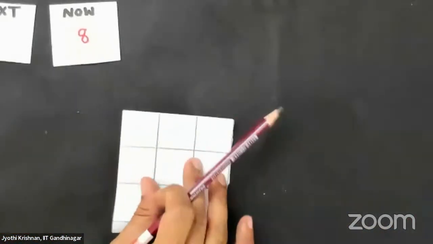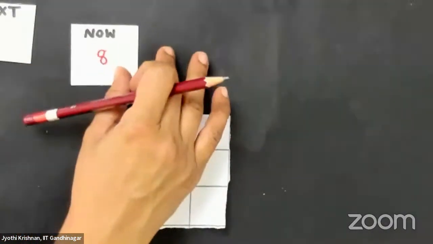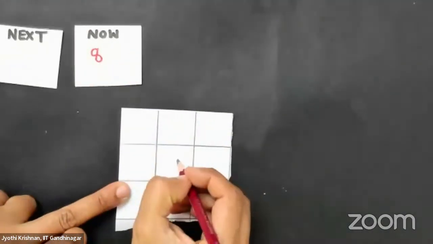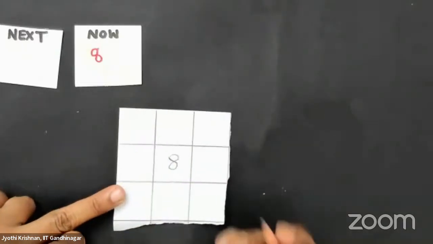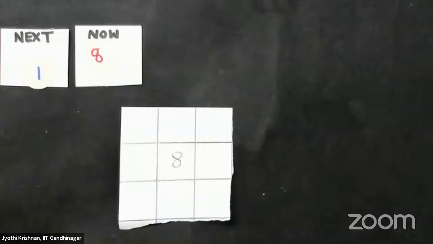Okay. So I've got a grid. Will you play with me? You guys also try. It's okay if you don't get perfect. None of us will get perfect points. So 8. I'm going to put an 8 here. You can put the 8 anywhere you want. Next, after an 8 is going to be a 1.